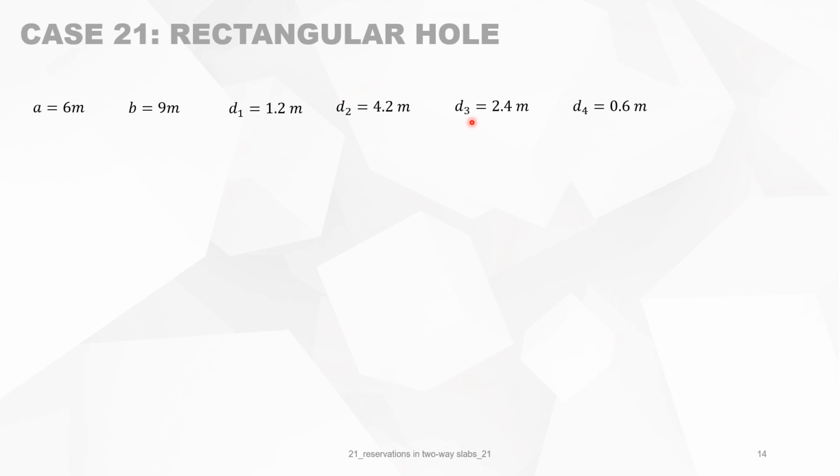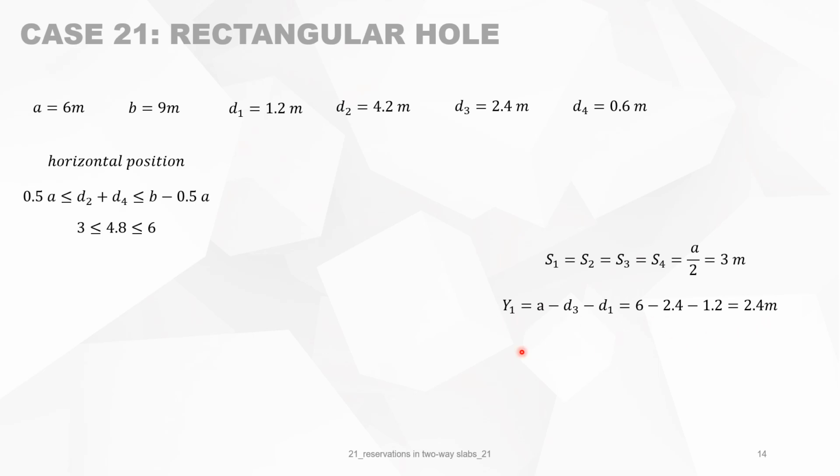These are the different parameters of the slab and the reservation. We know that S1 is equal to S4 and so on. It's A over 2, or 3 meters in our case. We calculate Y1, straightforward, 2.4 meters. We check the horizontal position. This was the condition. So D2 plus D4 is 4.8, and it should be between 3 and 9 minus 0.5 times 6, which is 6. So 4.8 is between, so it's okay. The horizontal position is okay. The second condition is also fulfilled, and the third condition also.